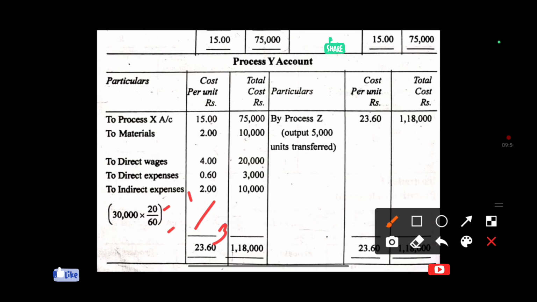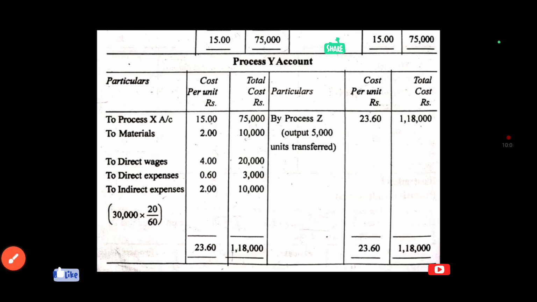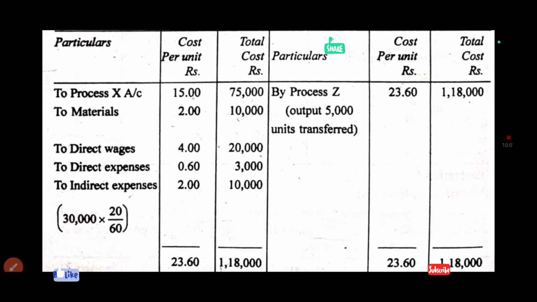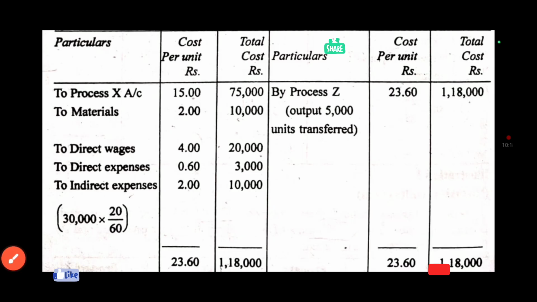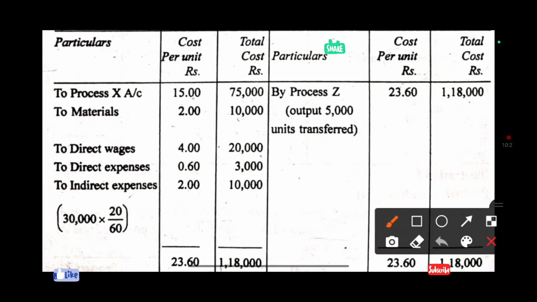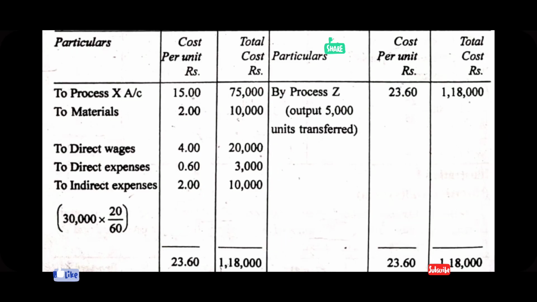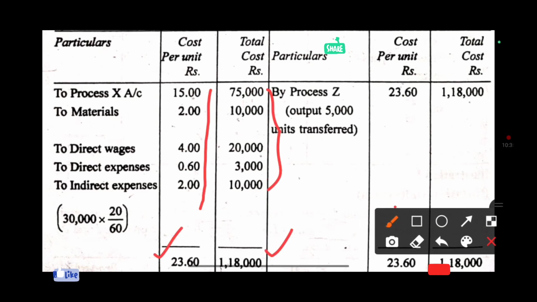So the ratio of direct wages is 1:3. Then calculated with the 30,000 indirect expenses, you will get 10,000 rupees. So the indirect expenses value is 10,000 rupees. We divide 10,000 by 5,000 units, you will get 2 rupees cost per unit. Then you have to add each cost per unit. You will get the total cost per unit is 23 rupees 60 paise. All the costs added, you will get 1,18,000 rupees. The same value you are going to enter on the creditor side, right?